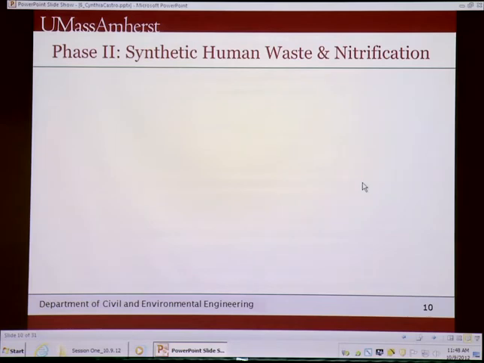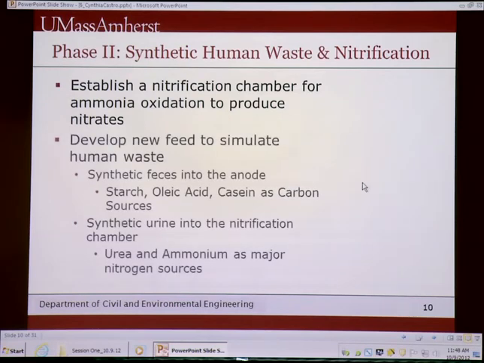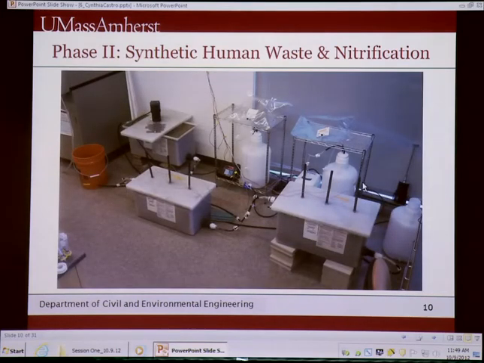So in phase 2, we decided to, again, add the nitrification chamber to oxidize the ammonia to develop the nitrates. We also fed a new synthetic feces and synthetic urine. The organics in the synthetic feces were starch, oleic acid, and casein, and the urine was made up of urea and ammonia as the major sources of nitrogen. So this is, again, the laboratory setup now with the anode, the nitrification chamber, and the cathode, and this follows the same schematic as we had before.